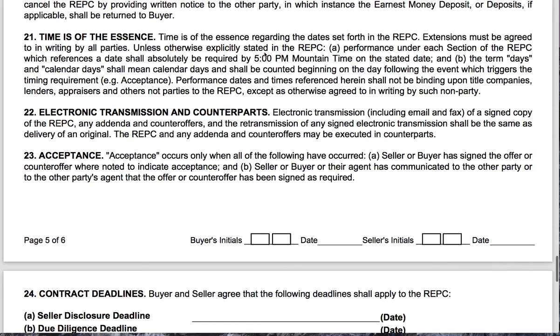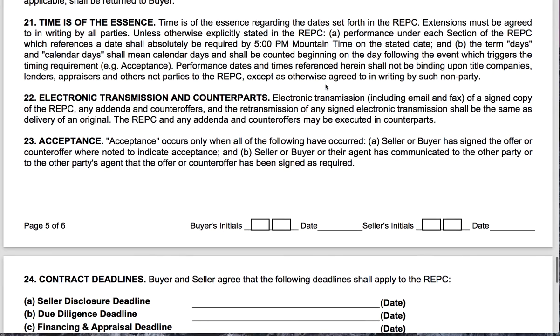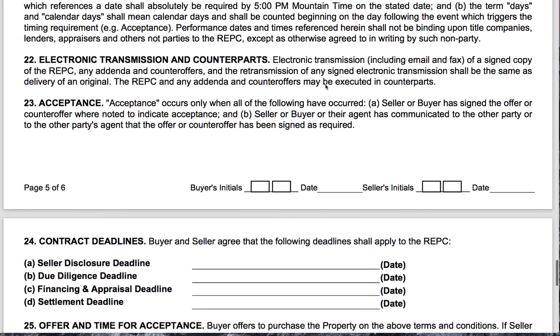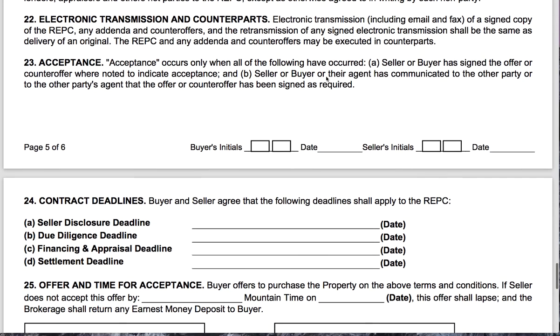Time is of the essence. This one's saying that any of the deadlines on this contract have to be met by 5 p.m. Mountain Time on the date stated, and it also says the terms days and calendar days shall mean calendar days and shall be counted beginning on the day following the event that triggers it. We'll talk more about that in another class, but it's important to remember 5 p.m.